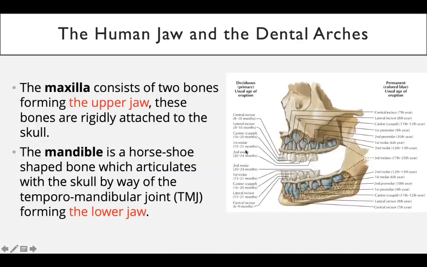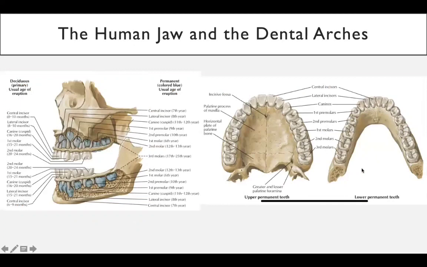The mandible is a horseshoe-shaped bone which articulates with the skull by way of the temporomandibular joint. So this mandible is a horseshoe-shaped bone which articulates with the TMJ. So this is the horseshoe, and then this is articulated with the TMJ here. Temporomandibular joint. So temporal region and then mandibular region makes a joint known as temporomandibular joint, TMJ. Okay, perfect.